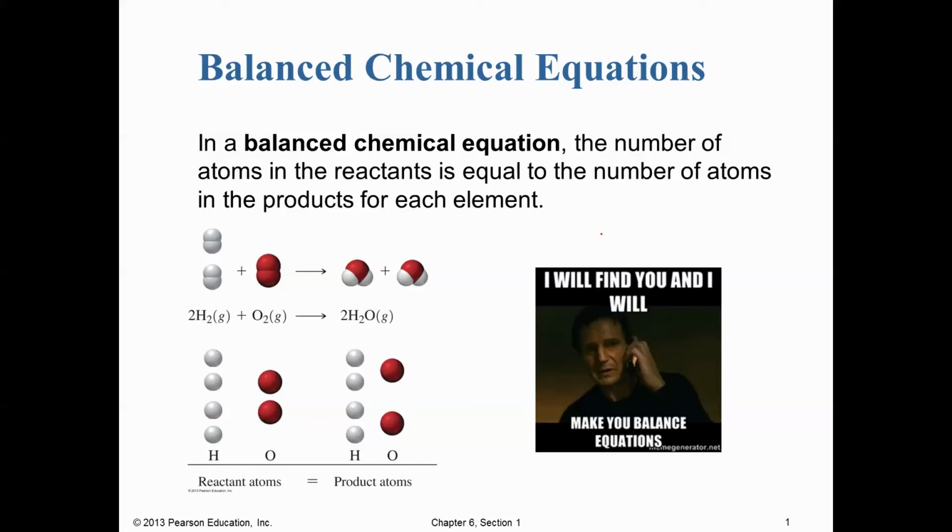One of the key skills from this chapter is going to be balancing chemical equations. And what this means is that atoms can't magically appear or disappear during a chemical reaction. We have to have the same amount of atoms of each type of element before and after the reaction.